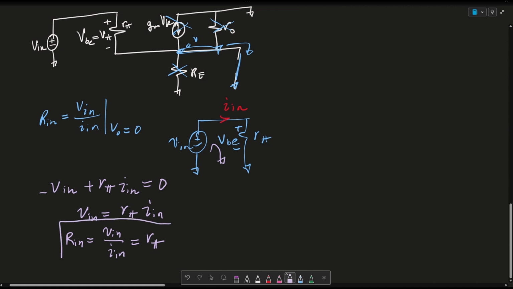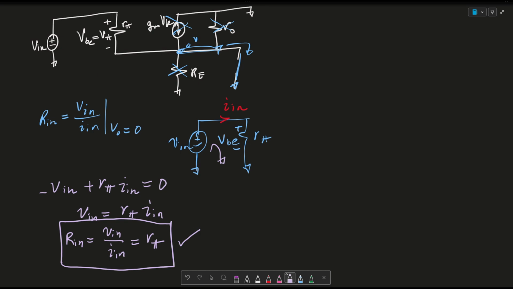So this is your input resistance for a common collector circuit. Let me know in the comment section if you got the same thing or if you got something else.